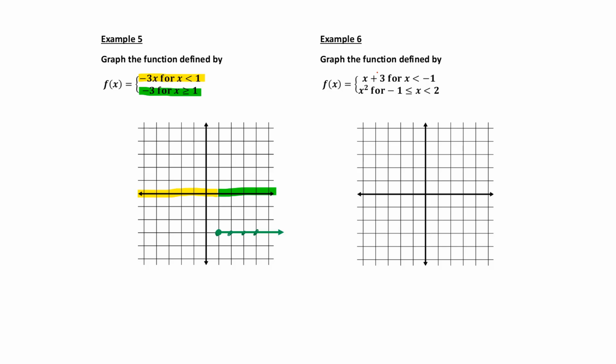Now let's look at the yellow part. When x is less than 1, what does the function look like? The function, when x is less than 1, looks like f of x equals negative 3x, which is the line with y-intercept 0 and slope negative 3. 0, 0 is on that line, and then we know the slope of the line is negative 3, so we can go up 3 and back 1 and find another point. And so this part of the function, when x is less than 1, looks like this line.